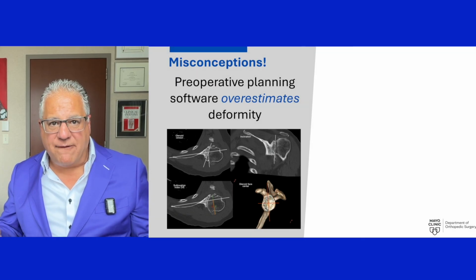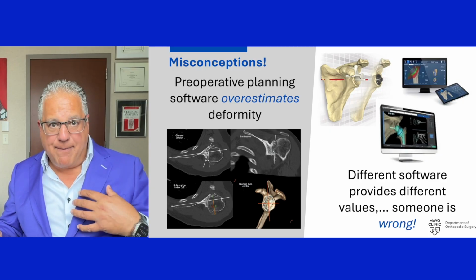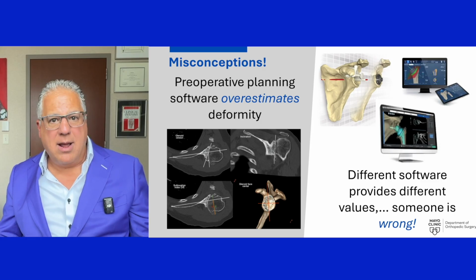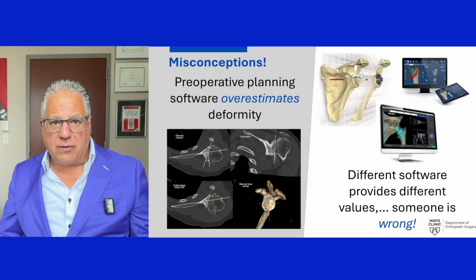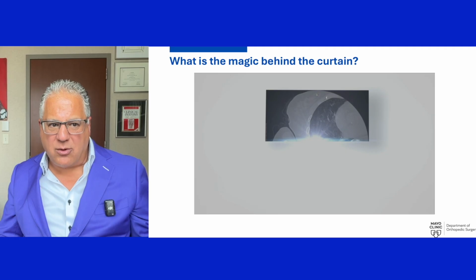And the same is true with different vendors. Some surgeons say, if I input the CT scan of my patient into different vendors, I'm going to get different numbers, so someone must be wrong. But that's not true either. Each vendor has a proprietary algorithm that will give the surgeon different values depending on the vendor used. That is why it's so important to understand, whatever program you use as a surgeon, how does it actually work? And I think it's important to understand what is the magic behind the curtain for BluePrint.